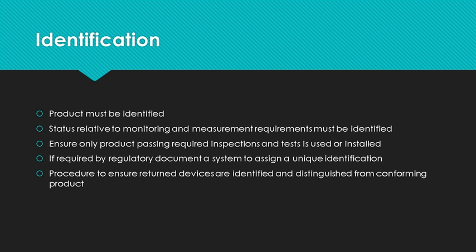Product must be identified throughout the process. This includes raw materials and components through subassemblies to the finished product. The test status must also be identified. Is it tested and passed, or failed, or has it not been tested? Product must be identified to ensure only conforming product is used or installed, and that includes components and subassemblies. If required by regulatory agencies, a unique identifier or serial number must be assigned and documented.